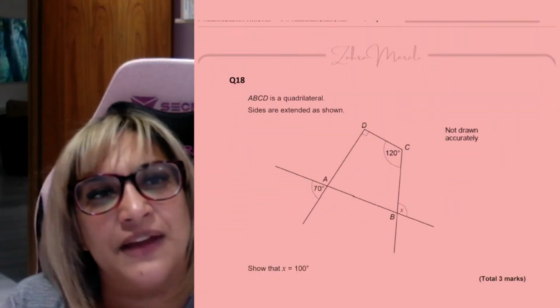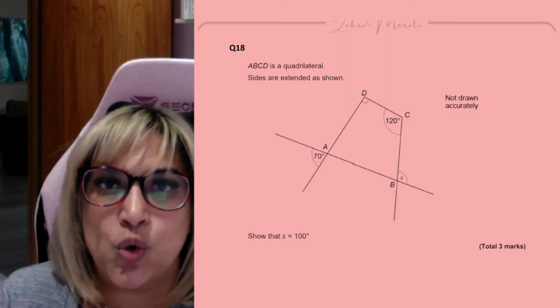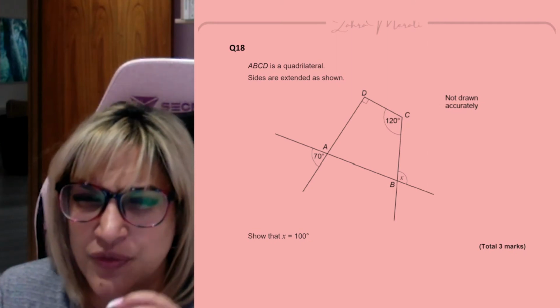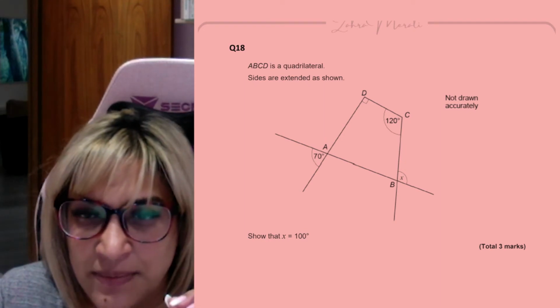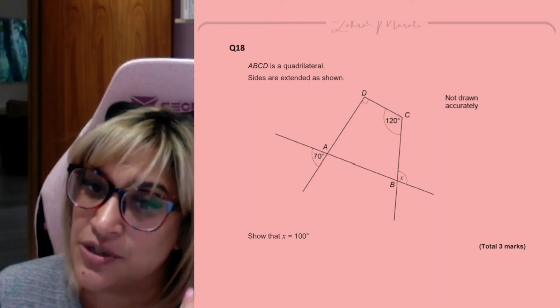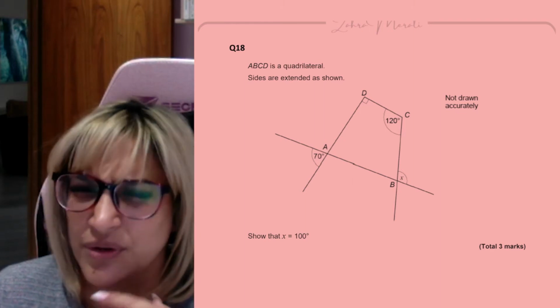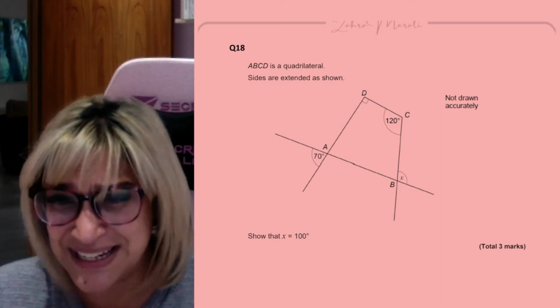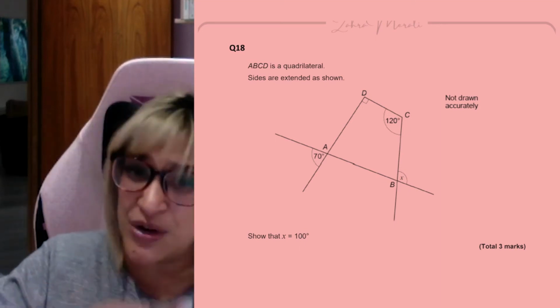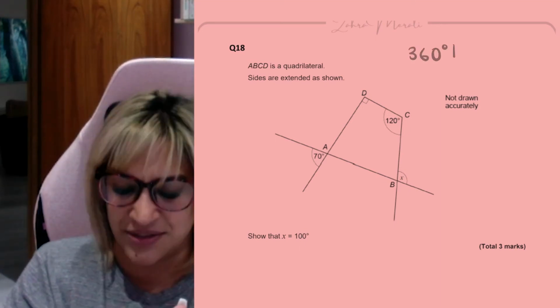We now have ABCD is a quadrilateral. So that means a four-sided shape. Angles in a four-sided shape add up to 180 degrees. Sorry, 360 degrees, not 180. In a four-sided shape, we get 360. On a straight line, we get 180 degrees. Okay.